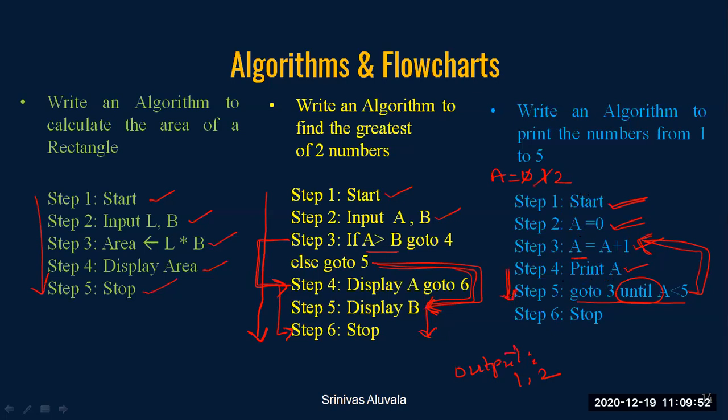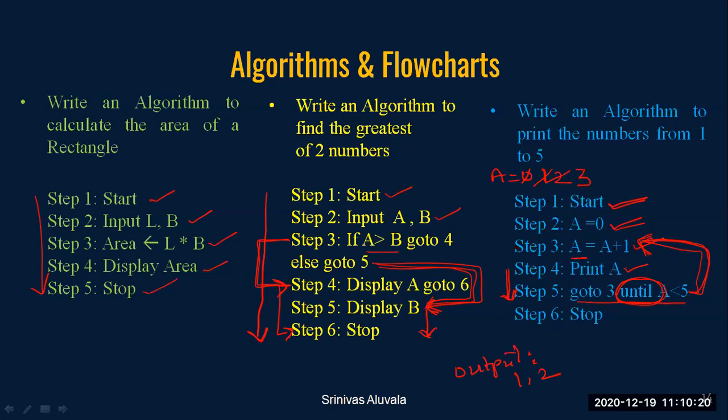After getting the output 2, it again goes in sequence. Always, when we are not shifting the control from one step to another, it goes in sequence to the next step. Then again it is checked: go to 3 until a is less than 5. Whether 2 is less than 5? Yes, 2 is less than 5. Again it goes back to the third step. What is the third step? a equals a plus 1. What is a previously? 2 plus 1. Now it becomes 3.